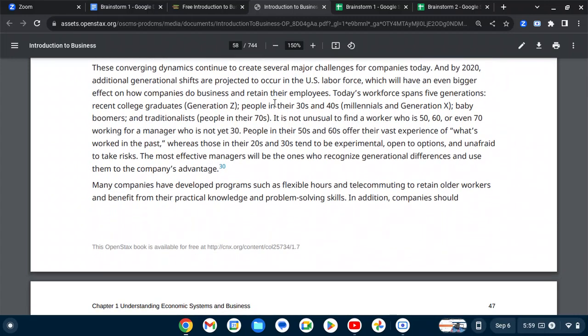These converging dynamics continue to create several major challenges for companies today, and by 2020, additional generational shifts are projected to occur in the U.S. labor force, which will have an even bigger effect on how companies do business and retain their employees. Today's workforce spans 5 generations: recent college graduates, people in their 30s and 40s, baby boomers, and traditionalists. It is not unusual to find a worker who is 50, 60, or even 70 working for a manager who is not yet 30.